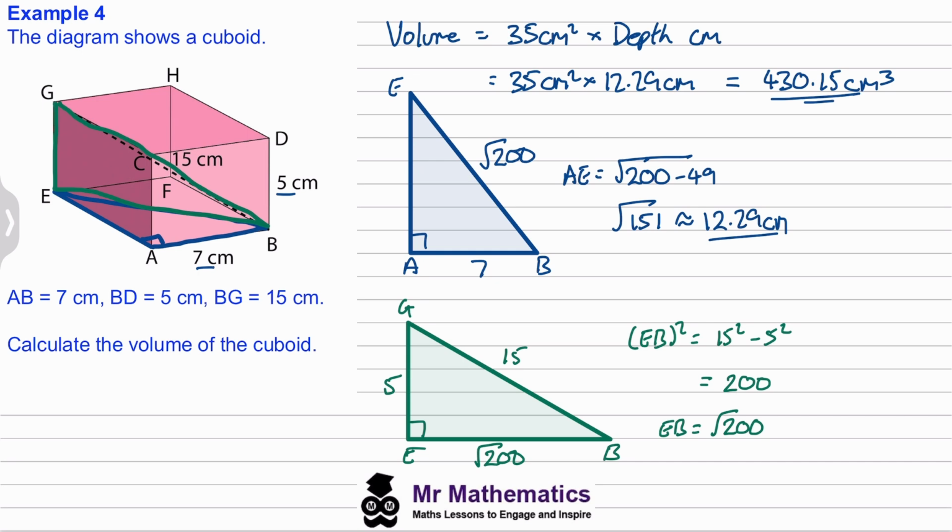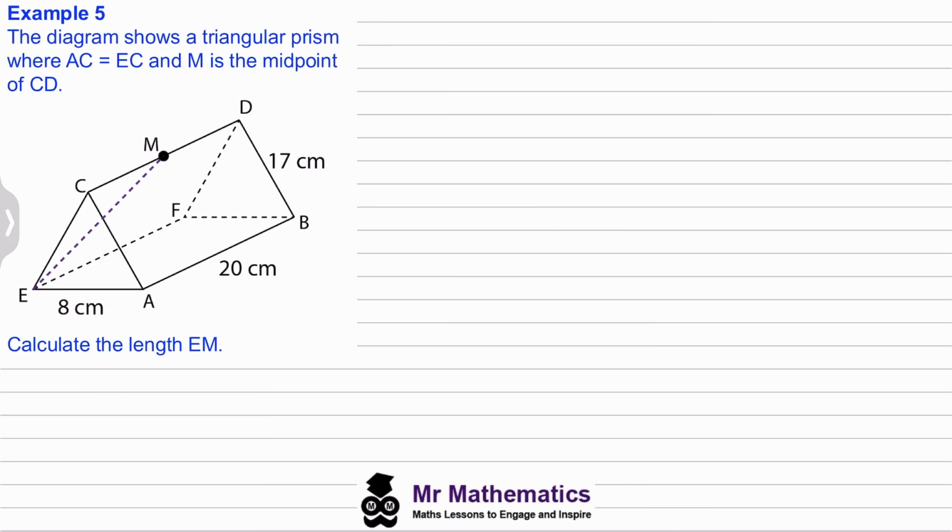Let's try one final question. So example 5 is a bit more challenging. We've got this triangular prism, and we're told that A to C is the same as E to C. So this is an isosceles triangle. And M is the midpoint of C to D. We need to calculate the length E to M, which is this length. So do you want to give this question a go? You can pause the video and come back when you're ready.